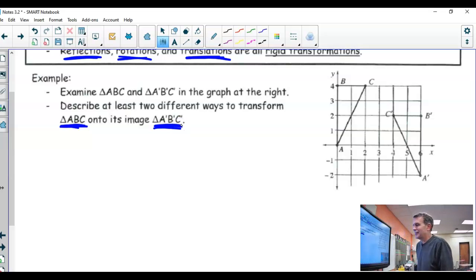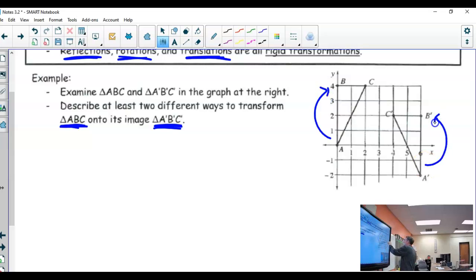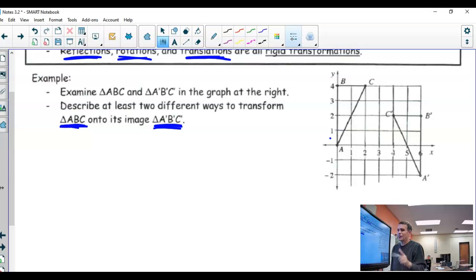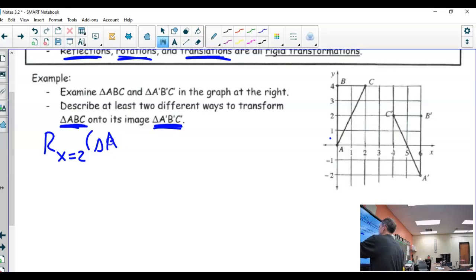And again, you guys, the first thing I notice is that in the original triangle, ABC is going clockwise, but in the image, A prime, B prime, C prime, it's going counterclockwise. So I know that one of my transformations is going to have to be a reflection. So the first thing I'm going to do is just do a reflection. And to make it simple, I will just reflect across the line x equals 2. So that would look like this.